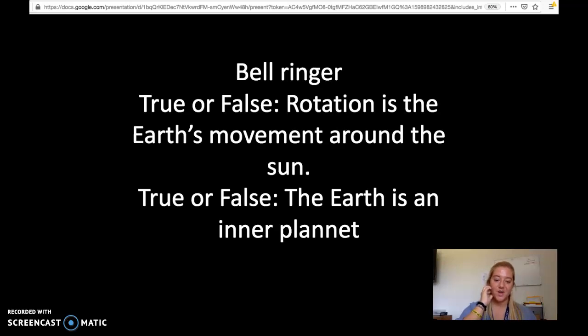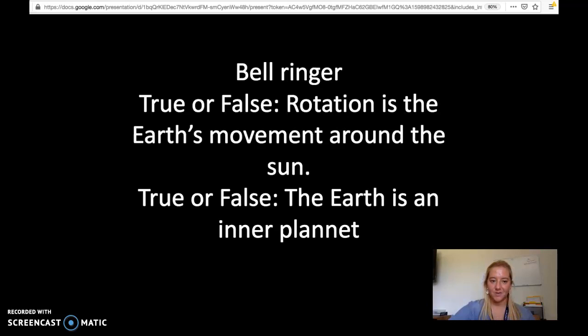The Earth is an inner planet. We call them the rocky planets because they consist of rocky material. The outer planets are much larger, but they are gaseous. So that means that instead of being a solid, the planet is actually made of gas and vapors, right? Very cool, very fun stuff to study.